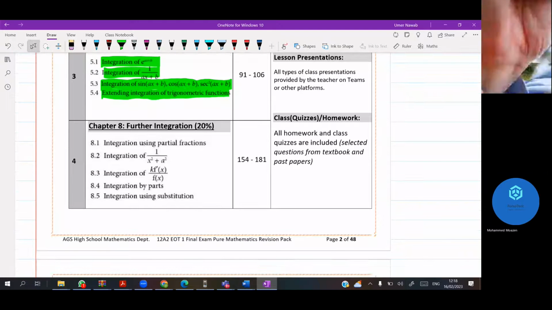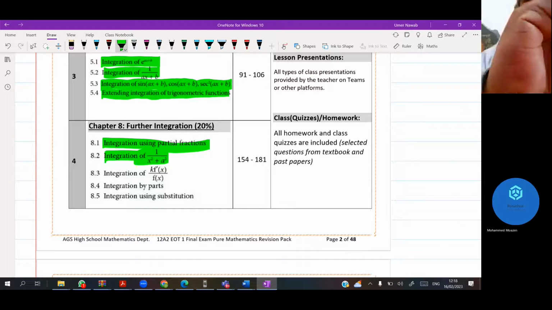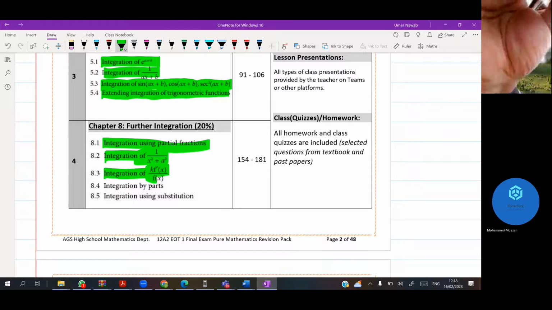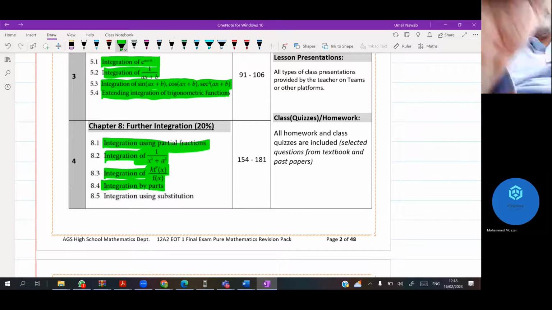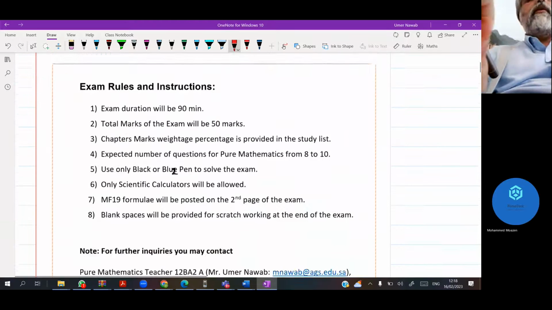And then partial fraction, very important. Inverse trigonometric function integration, very important. When you have a derivative on the top of the denominator, that type of integration by parts. But integration by substitution is not coming. Okay, so you can avoid it.